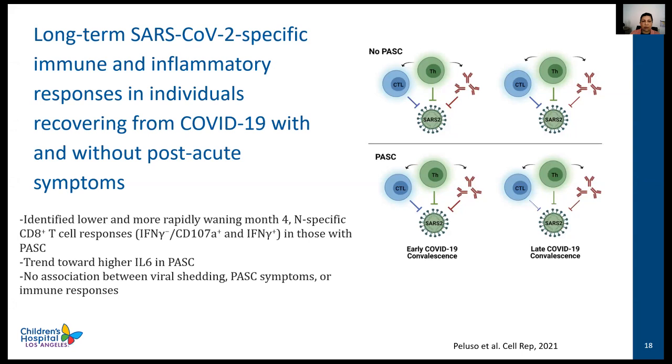They also noted a trend toward higher IL-6 in PASC, which Dr. Henrich mentioned in his talk. Interestingly, they did not note an association between viral shedding, PASC symptoms, or the immune responses. The viral shedding in this study was looked at by saliva, just viral shedding within saliva. And one of the postulates was that maybe viral shedding in deeper tissues is what correlates, and maybe that's what needs to be studied in the future.